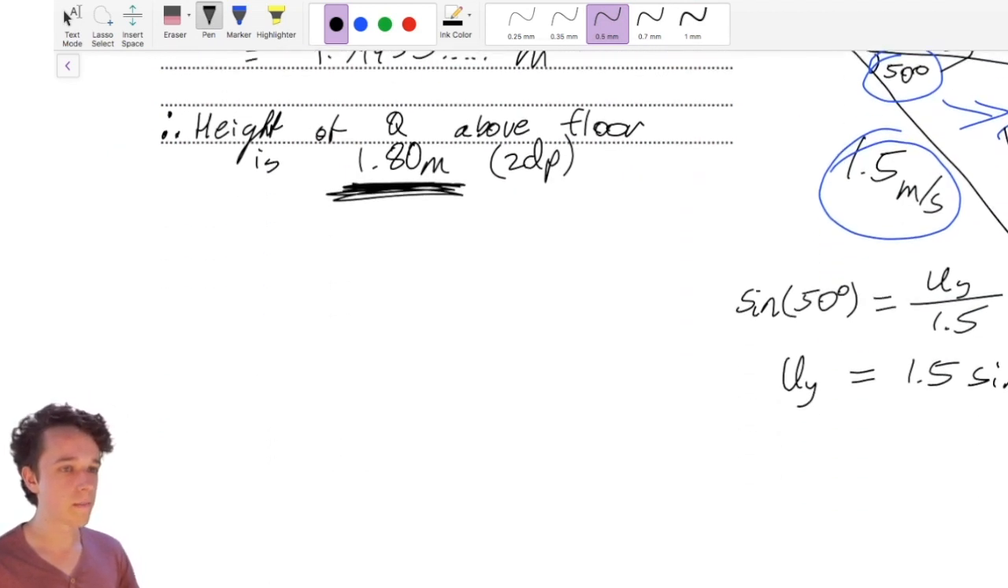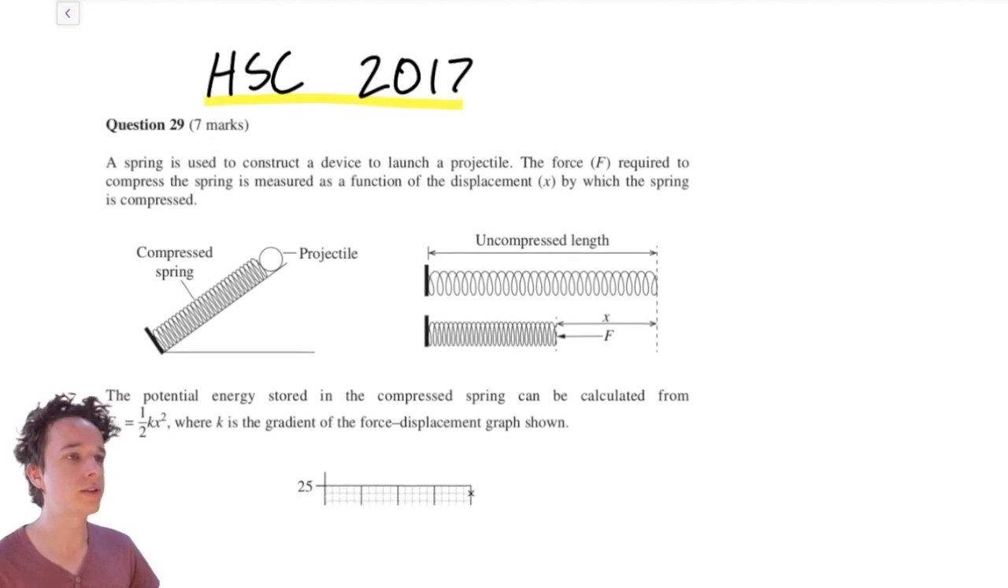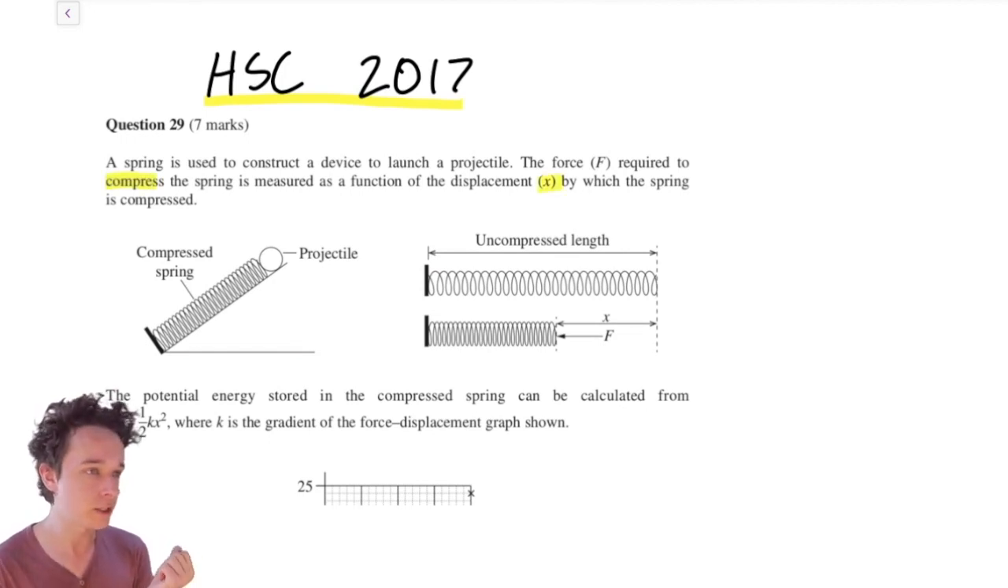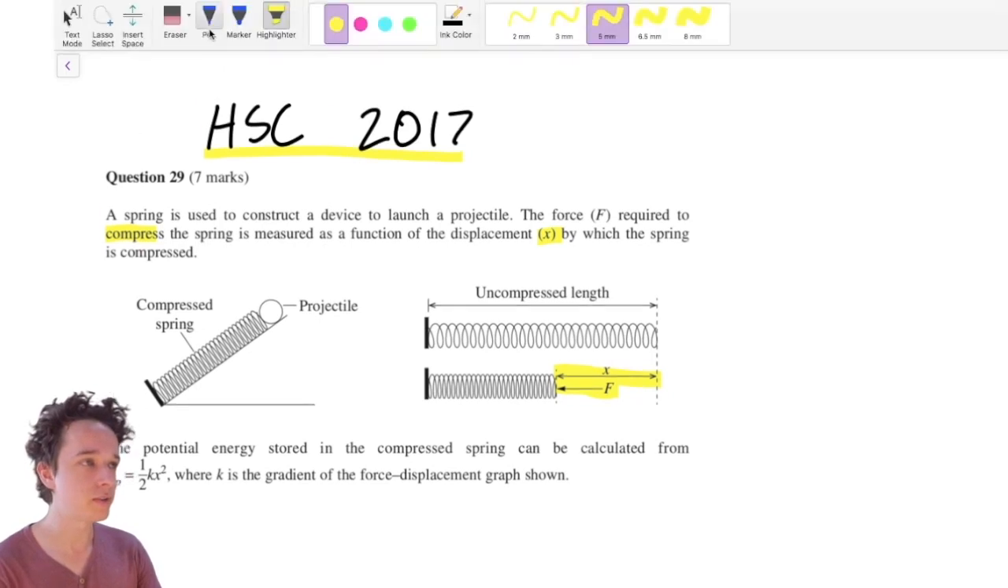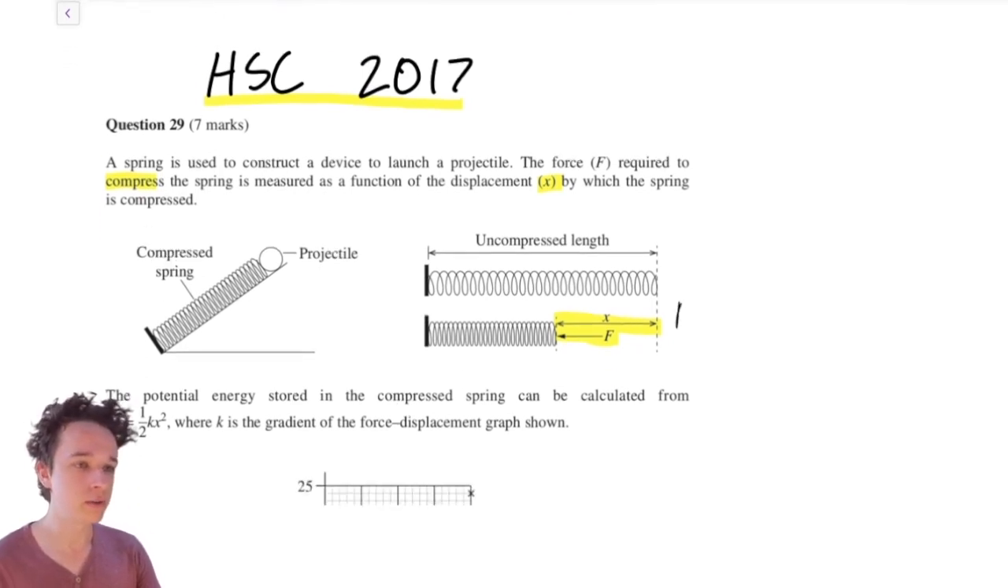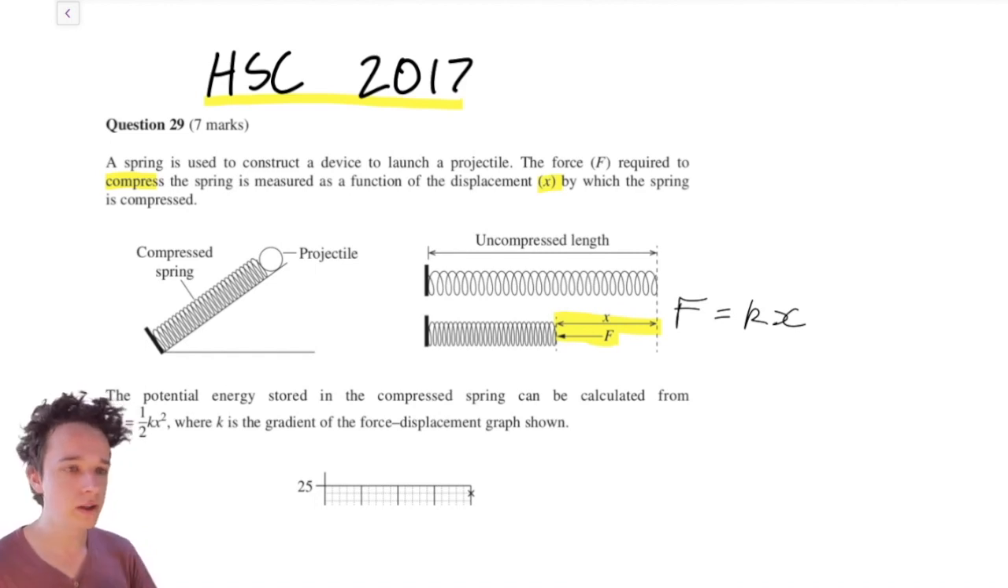All right, next question. A spring is used to construct a device to launch a projectile. The force F required to compress the spring is measured as a function of the displacement X by which the spring is compressed. Okay, so all that's saying is we have some spring here. We push it a certain displacement, and it requires a force of F, which is related to that displacement. So it's just going to be something like F is equal to Kx, where K is the constant that relates the displacement and the force. It's saying that the force is proportional to the displacement of the compressed spring.